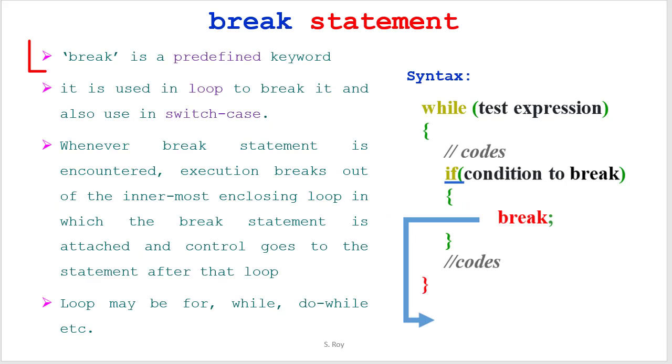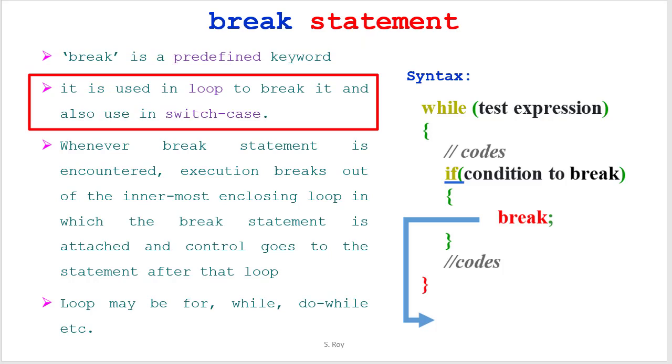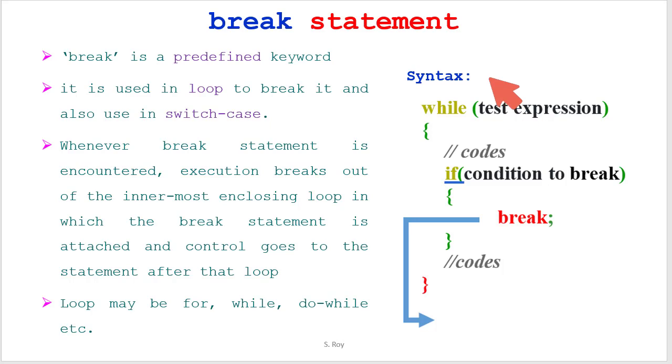In this tutorial I am going to explain the break and continue statements, which are important topics related to looping operations in C. The break statement is a predefined keyword in C. It is used in a loop to break it, and it is also used in switch case. This is the syntax of the break statement.